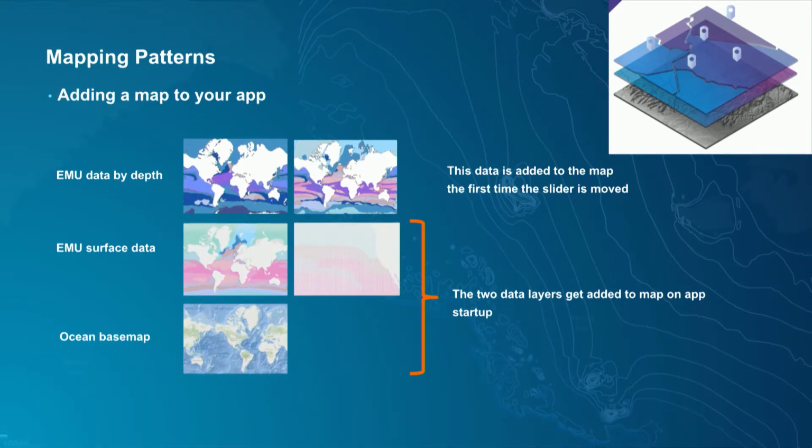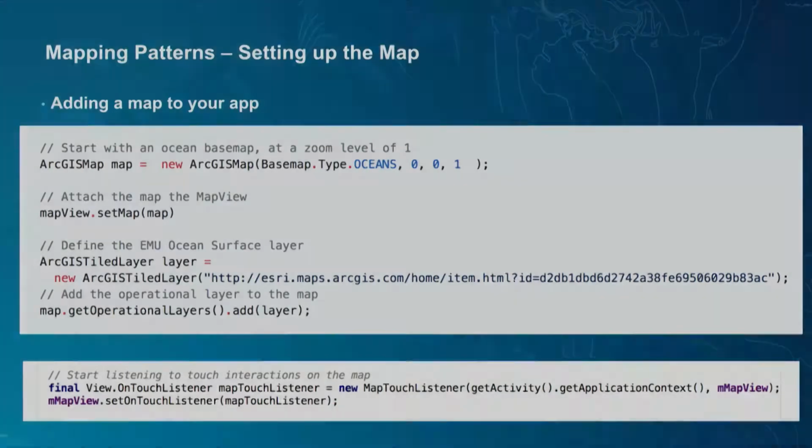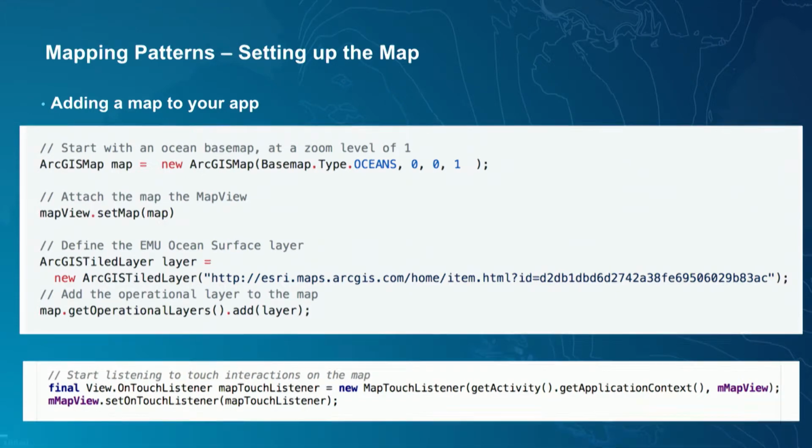So again, we have this summarizing what I mentioned earlier and how it now applies to the specific app. How do you actually add a map to your app? You start with an ocean base map, as I mentioned, and you're instantiating an ArcGIS map. You may also want to give it a particular location where you center. So 0, 0 happens to be off the west coast of Africa at a zoom level of 1, so that's the furthest zoom out, the furthest zoom you could get.